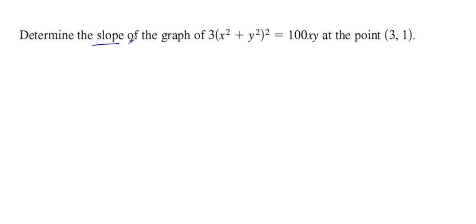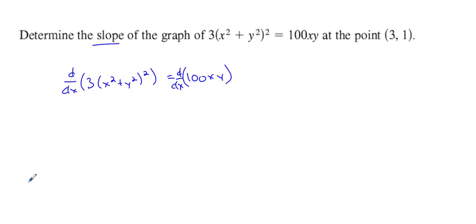All right, we need slope, so we need the derivative. Take the derivative of both sides, d/dx. All right, the left side has definitely a composite function with a constant multiplier of 3 out in the front. So the derivative of the outer function looks like 6 times the inner function.